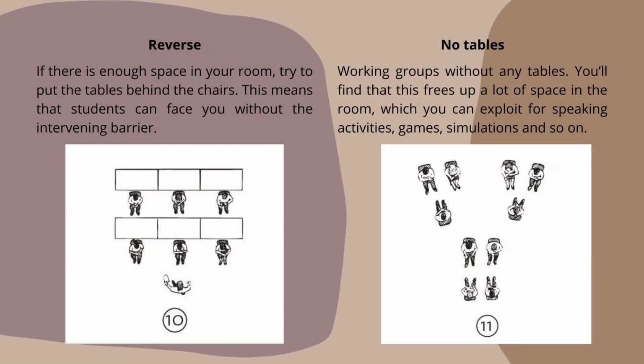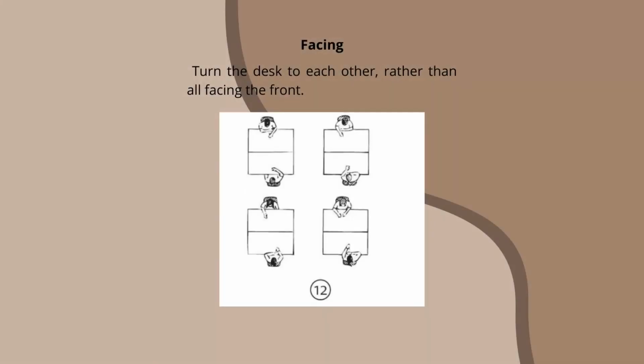Reverse. If there is enough space in your room, try to put the tables behind the chairs. This means that students can face you without any intervening barrier. No tables. Working in groups without any tables, you'll find that this frees up a lot of space in the room, which you can exploit for speaking activities, games, simulations, and so on. Facing. Turn the desks to face each other rather than all facing the front.